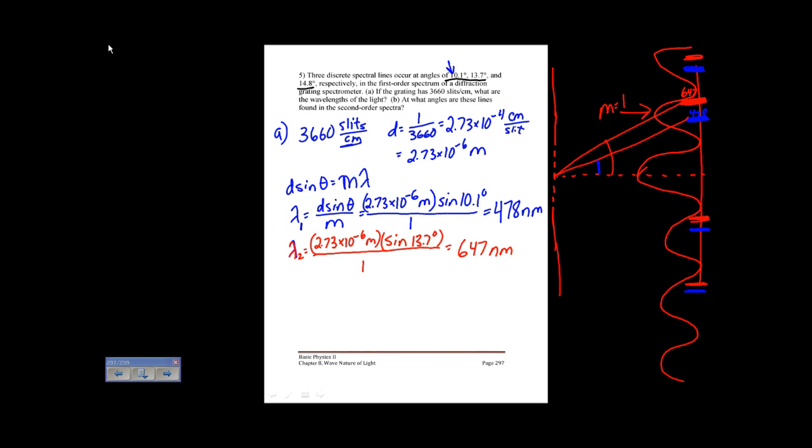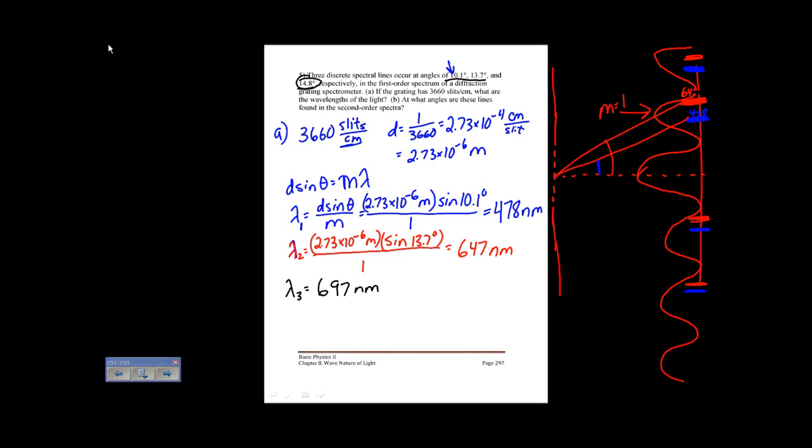And then the third one, I'll just give you the answer here, but it works out the same way. It's going to be 2.73 times 10 to the minus 6 times the sine of 14.8, which is my third angle, and it gives me a wavelength of 697 nanometers. So you would have a third fringe. You can't really see it, but you'd have a third color to that spectrum in the first order.